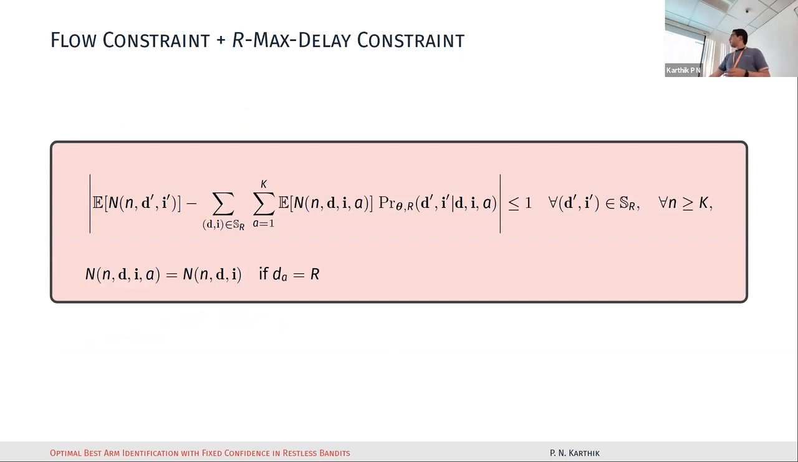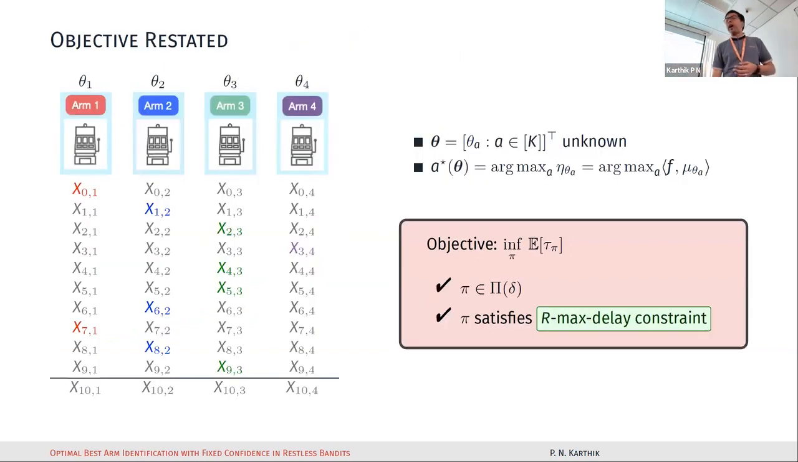So this is what we are going to introduce, along with the flow constraint that I described. Every entry into a state is matched by an exit. Entry equals exit is the first equation. The second equation is: whenever delay equals R, forcefully sample it. That's another way of saying that. Once we have these two, our objective is fixed confidence best arm identification under flow constraint and max delay constraint. That delay constraint, I call the R max delay constraint, where R is the parameter that is input into the algorithm and the problem formulation itself.